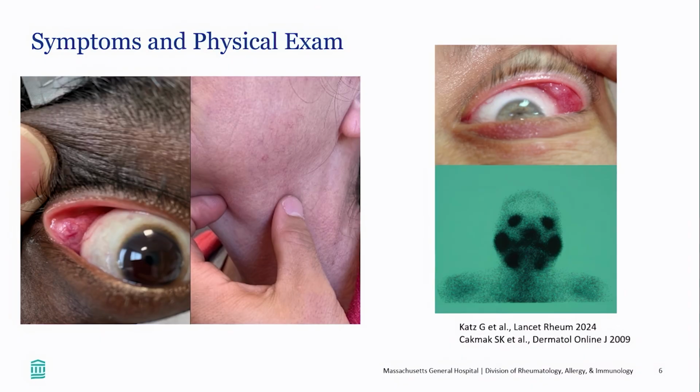Here are some of the most common symptoms that many of you in the room have probably experienced. So this is enlargement of the lacrimal gland on the left side and the submandibular glands in the middle. And these are classic manifestations of IgG4-related disease.